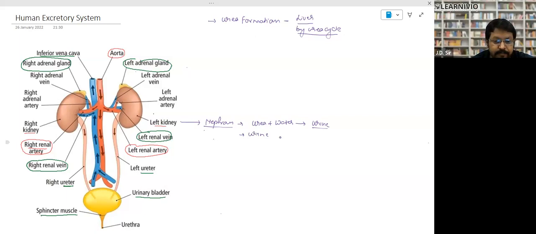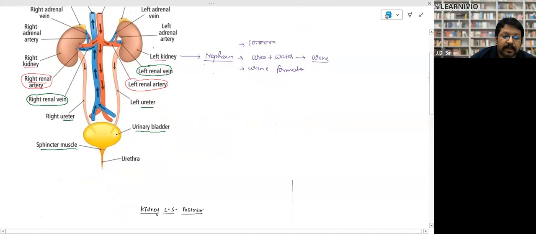Urine formation, right? One kidney is made up of approximately 10 lakh nephrons. So 10 lakh nephrons are found in a single kidney, and every nephron works like a filter. Then the pure, filtered blood comes back to the main line, that is the left renal vein and right renal vein. Finally, the urine is collected in the urinary bladder, right? And when this bladder gets filled, then what happens?